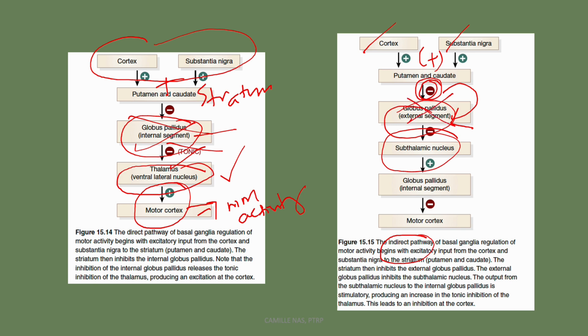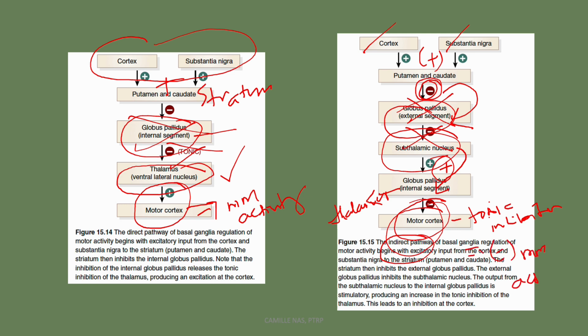So, walang nag-inhibit kay subthalamic nucleus, meaning it will produce excitatory input to the globus pallidus internal, which will inhibit your thalamus, diba? And produce now tonic inhibition, okay, to the motor cortex, and that will result to negative muscle activity. Okay, so these are your direct and indirect pathway for the basal ganglia motor circuitry.